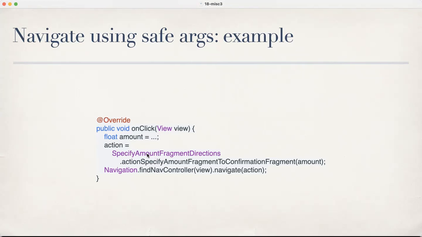And it returns an action which is of the type nav directions. And then you call navigation, find nav controller for this view, which will be the host that has been already created. And then you simply call navigate action. And this is how you will go from the source fragment to the destination fragment, with arguments being passed to it.